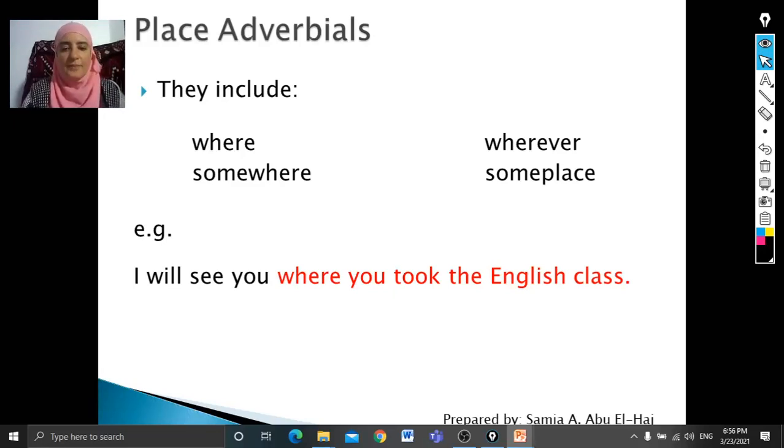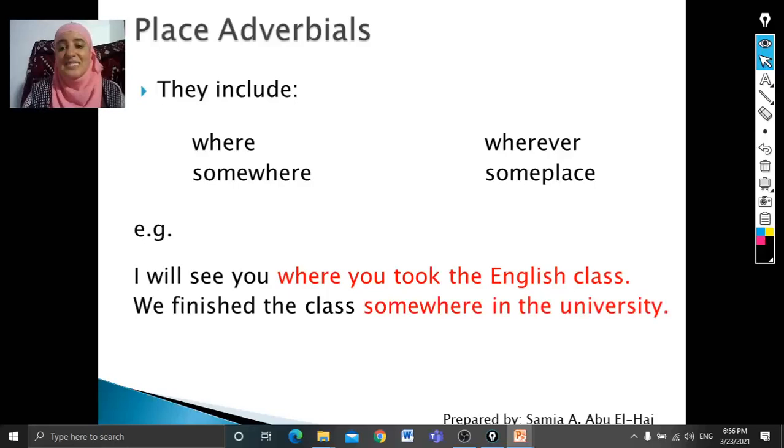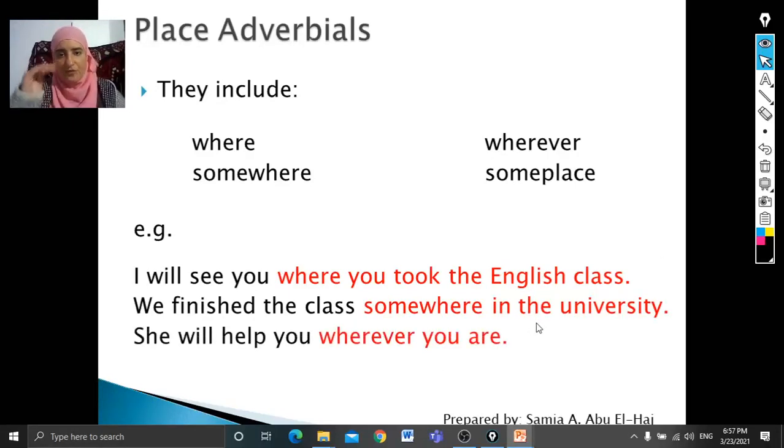So another example, we finished the class somewhere in the university. This is an adverb of place. So you have a line under somewhere in the university, and they give you what kind of adverb is it. Place, time, reason, manner, what is it? Okay? She will help you wherever you are. So again, wherever you are is an adverb of place.